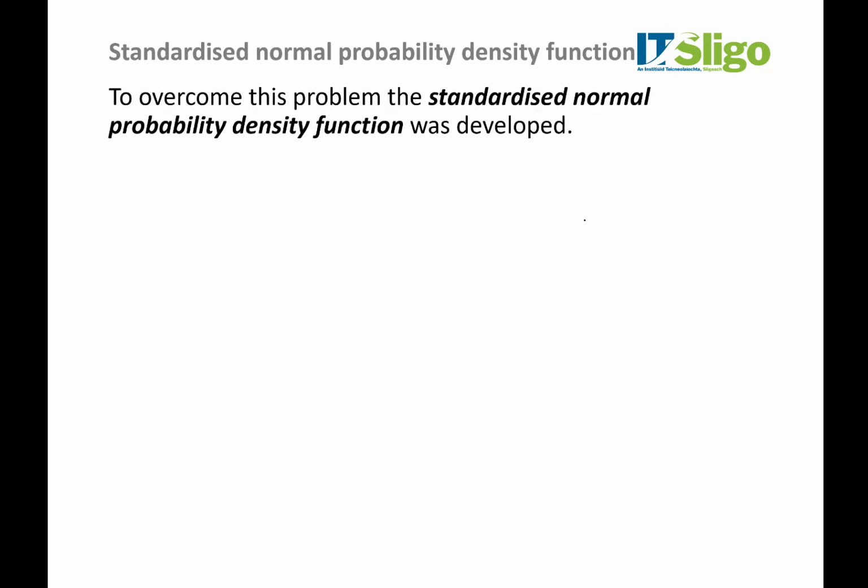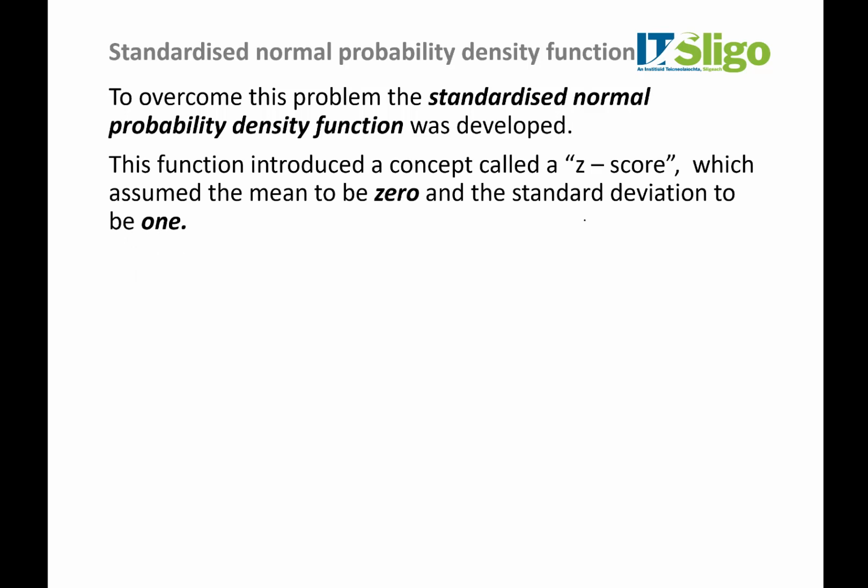So to overcome this kind of mathematical problem, the standardized normal probability density function was developed. And what this function did was introduce the concept called a z-score. And a z-score assumes, first of all, that the mean is 0 and that the standard deviation is 1. And what the z-score really does is it counts how many standard deviations we are from the mean. So when you see a z-score and a number, that number represents how many standard deviations our value of interest is away from the mean.